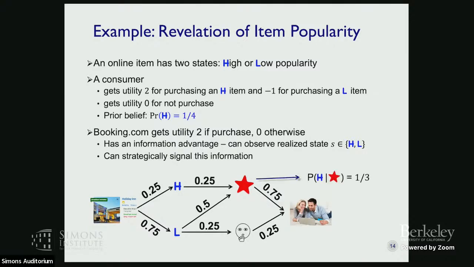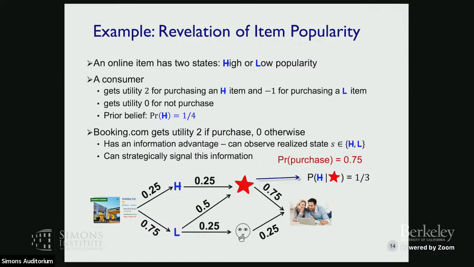But a simple posterior update shows that it's going to be high popularity with probability 1/3, because 1/3 comes from here, 2/3 come from here. And as we saw before, this probability 1/3 is large enough to convince the consumer to buy the product. And this increases the probability of purchase to 3/4.